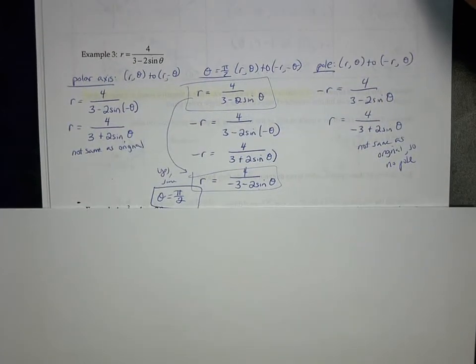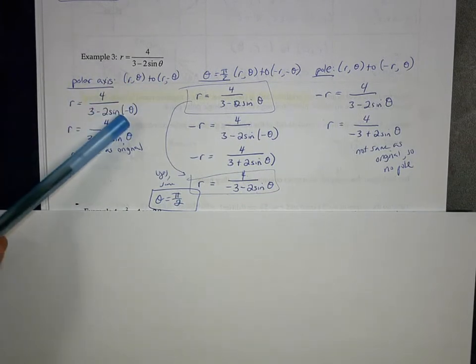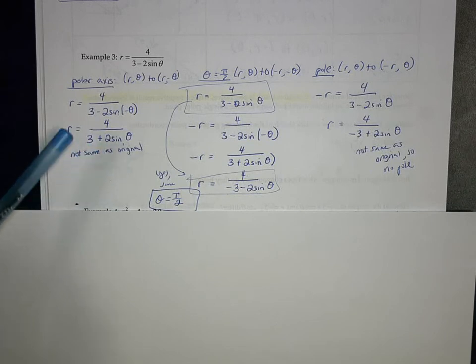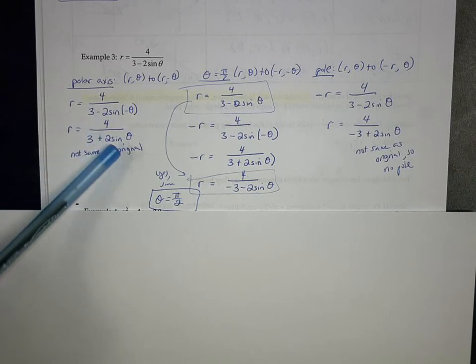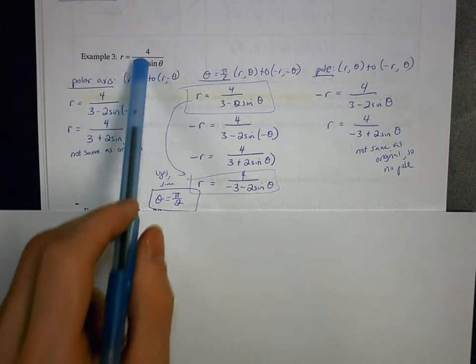Okay. Looking at example 3, r equals 4 over 3 minus 2 sine theta. Once again, I see a sine in there, so my gut instinct is to say I'm going to have theta equals pi over 2 symmetry, since that's what our r equals sine of theta graph has. So first of all, for every r theta to r negative theta, if I plug in a negative theta and then apply my even and odd identities, 4 over 3 plus 2 sine of theta is not the same as 4 over 3 minus 2 sine theta. So it's not the same as the original.